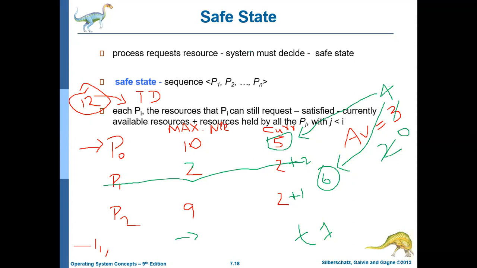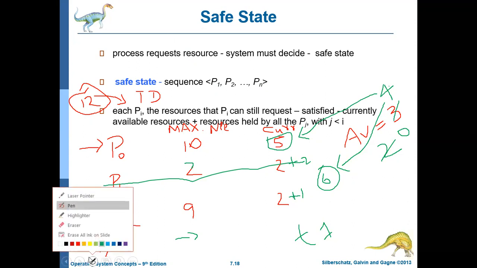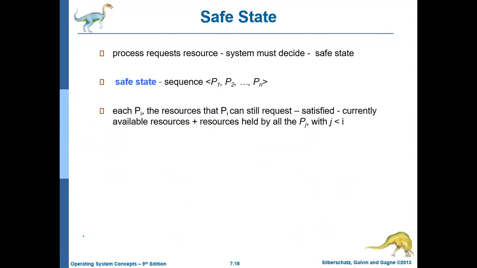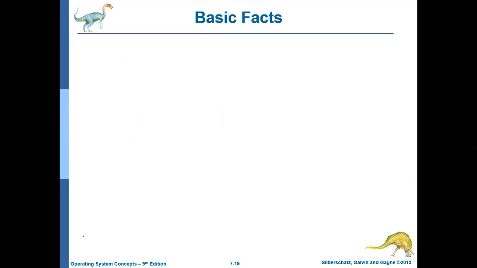Okay, so this is how we define the safe state. A state is said to be safe if there exists a sequence P1, P2, ..., Pn such that for each Pi, the requests that will be made in the future can be satisfied with the currently available resources plus the resources held by Pj where j is less than i. So this is how a safe sequence is defined. I think you got the point, right?